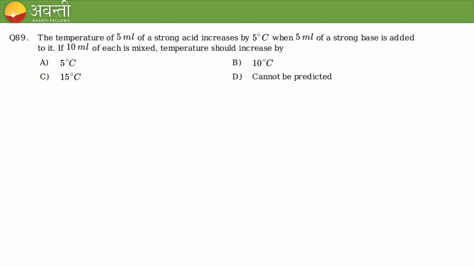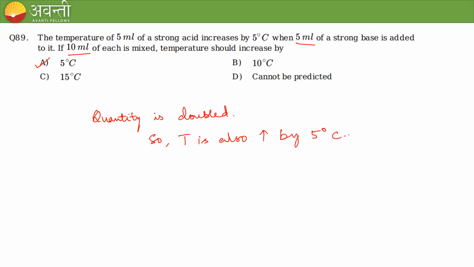Since the quantity is also getting doubled from 5 ml to 10 ml, the temperature is also increased by 5 degrees Celsius. The quantity is increasing, so the temperature should also increase by 5 degrees. So option A would be the correct answer. Quantity is doubled, so the temperature is also increasing by 5 degrees Celsius.